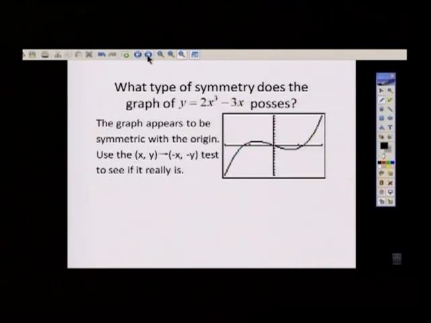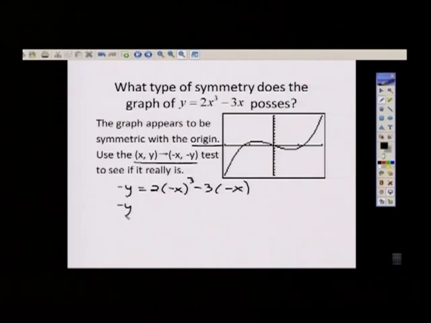So we're going to try one more. This graph appears to be symmetric with the origin, so we're going to use our last symmetry test. We're going to put in the opposite of x and the opposite of y in the original equation, and then I'm going to simplify this out.